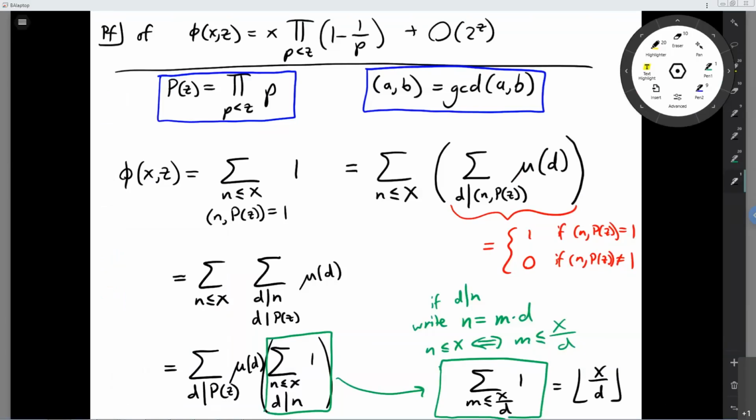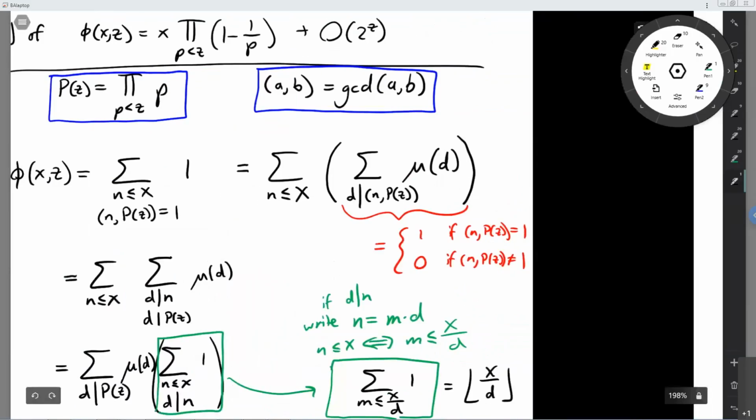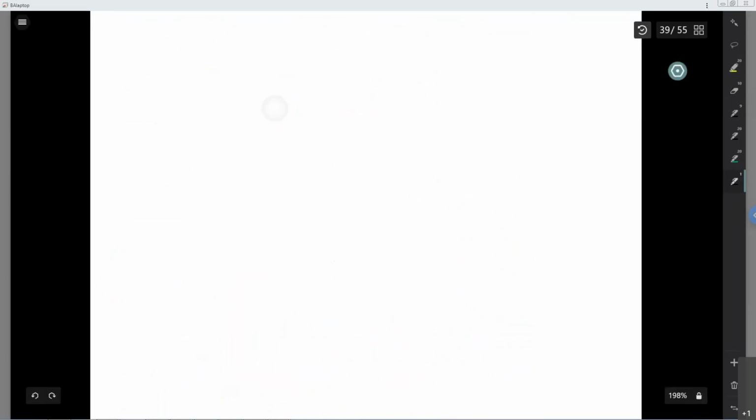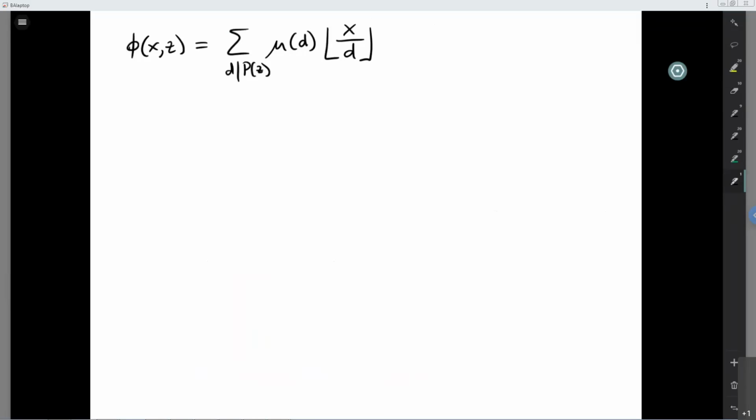All right, so I'll go to the next page and I'll rewrite what we have just concluded, which is phi of x comma z is equal to the sum over the possible divisors of this product of primes, mu of d times the floor function of x over d. Okay, well, we've done something like this a couple of times now. We know that we can evaluate this by saying, oh, the floor function is equal to the original thing plus big O of 1.